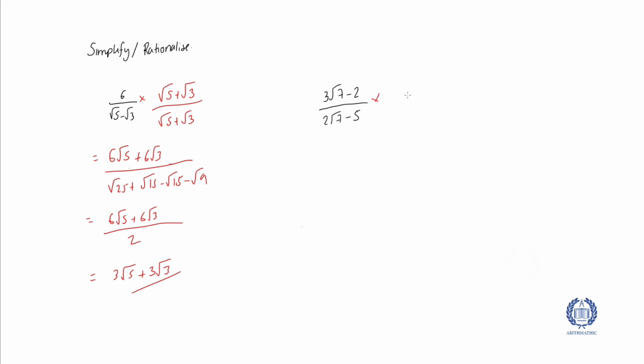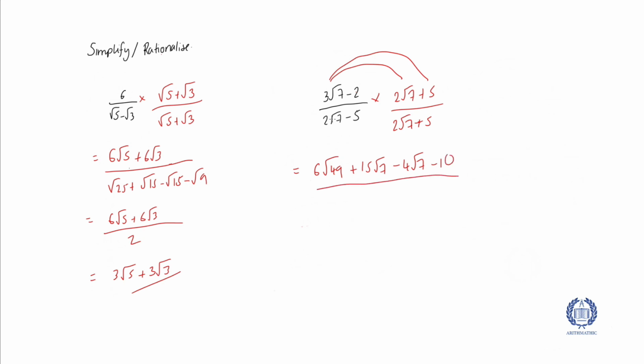And this one, we're going to times top and bottom by 2 root 7 plus 5. So we're going to say 3 root 7 times 2 root 7, which is 6 root 49. 3 root 7 times 5, which is 15 root 7. And then we're going to do minus 2 times 2 root 7, which is minus 4 root 7. And then minus 2 times 5, minus 10. Over 2 root 7 times 2 root 7 is 4 root 49. And then 2 root 7 times 5, or plus 5 should I say, that's going to be 10 root 7. Minus 5 times 2 root 7 is minus 10 root 7. And then minus 5 times 5 is minus 25.